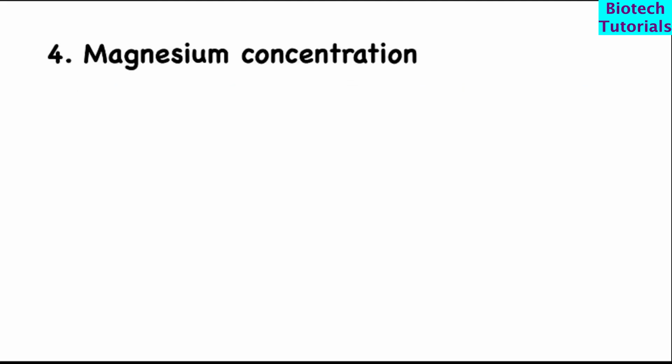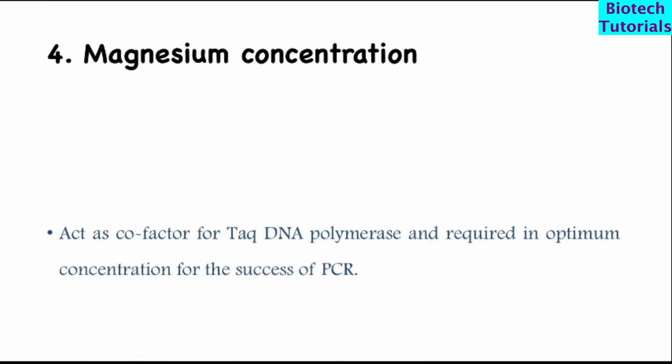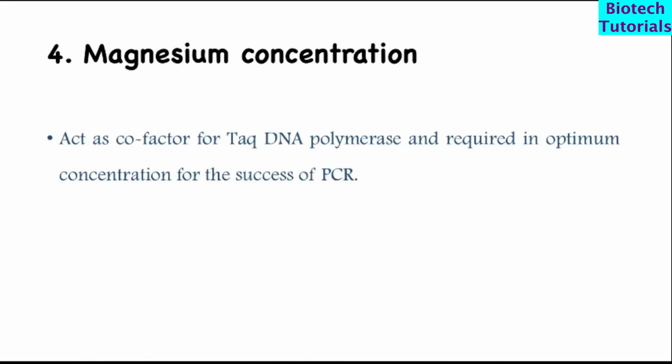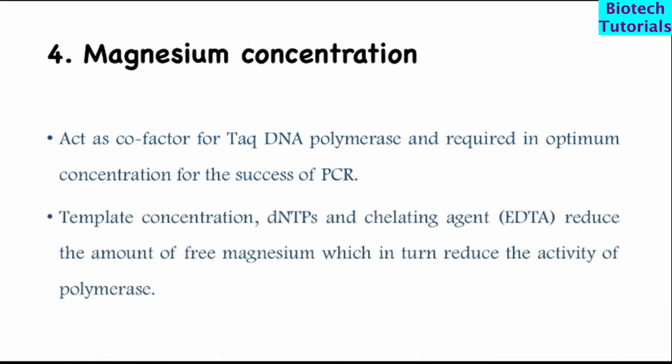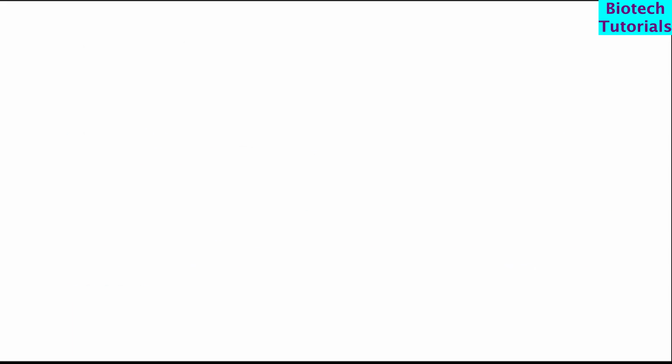Now the fourth one is magnesium concentration. It also hampers the PCR. It acts as a cofactor for Taq DNA polymerase and requires an optimum concentration for the success of PCR. Template concentration, dNTP and chelating agent also matter. The chelating agent is EDTA. That will reduce the amount of free magnesium ions, which in turn reduces the activity of polymerase.